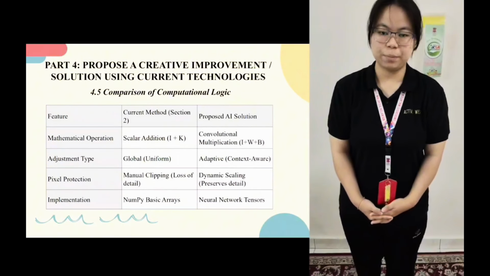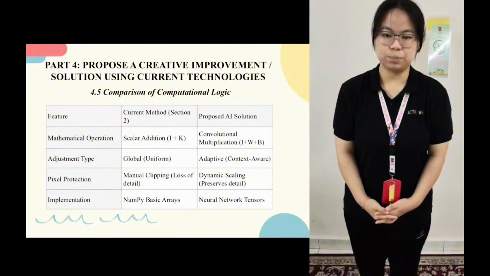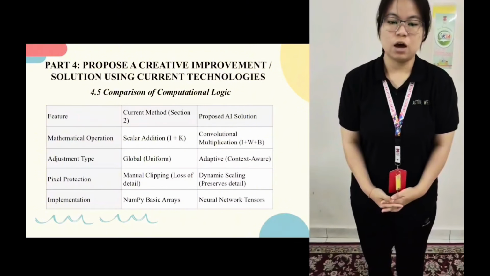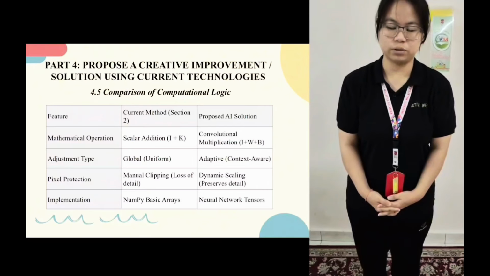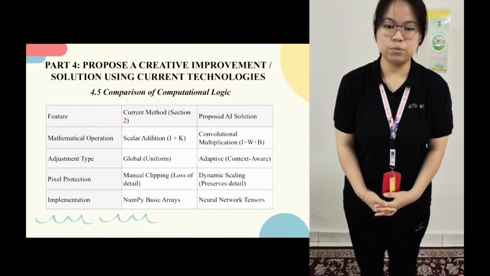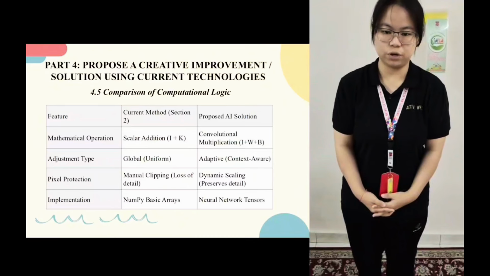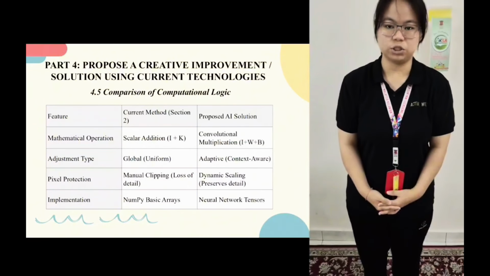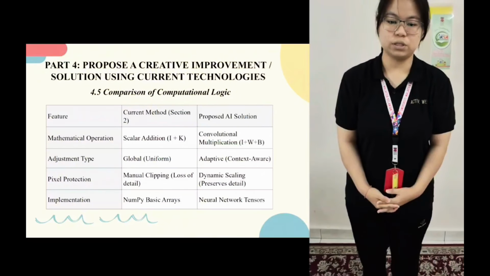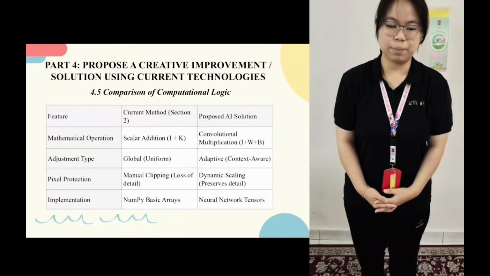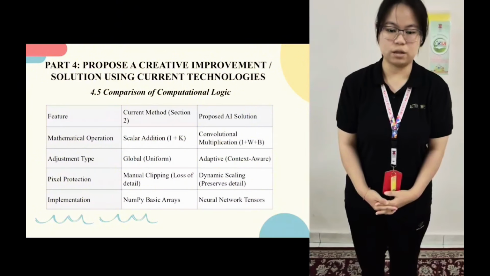for the first one, math, we move from simple addition to smart convolution and multiplication. For the second, logic, we move from global adjustments to adaptive, context-aware processing. For the third, results, we move from the loss of detail to detail preservation. In short, part 2 is about changing numbers, but part 4 is about understanding the image through computational mathematics. This is why part 4 is a significantly more advanced and effective solution.